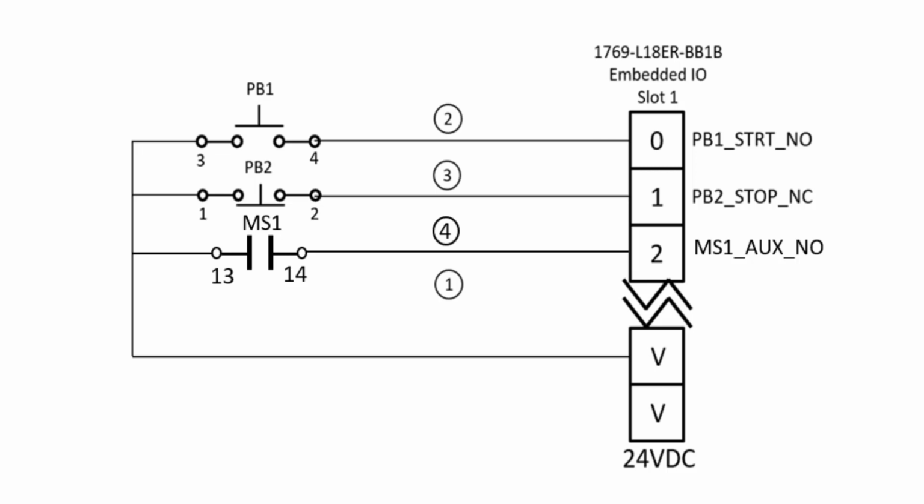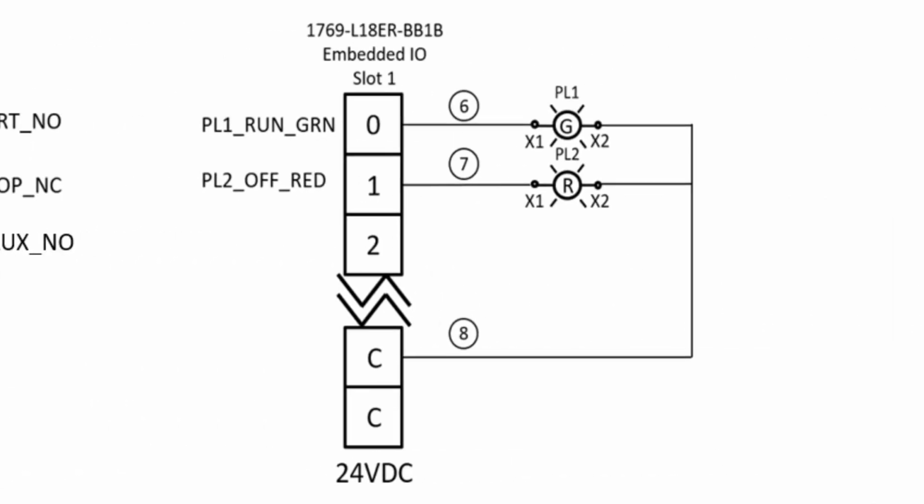Note the text to the right of each terminal. Each is a unique tag that will be used to represent the real-world field device while programming in the Studio 5000 environment. Observe how the tag is broken down into 3 separate components. First, the device designation. Second, a brief description of the component's function. And third, the normal state of the real-world field input device.